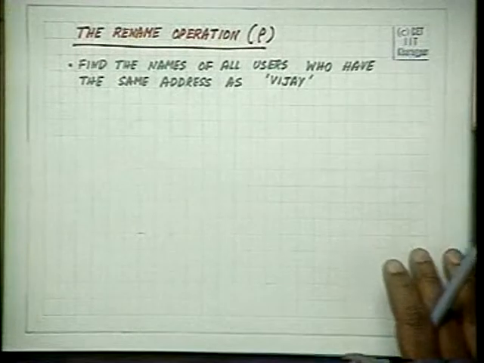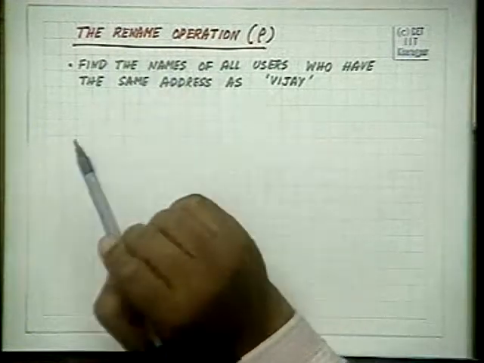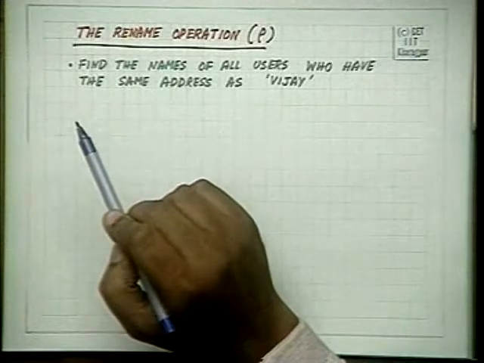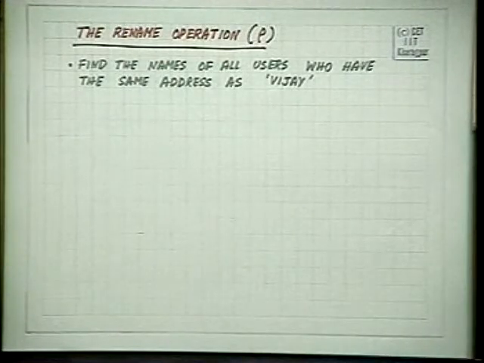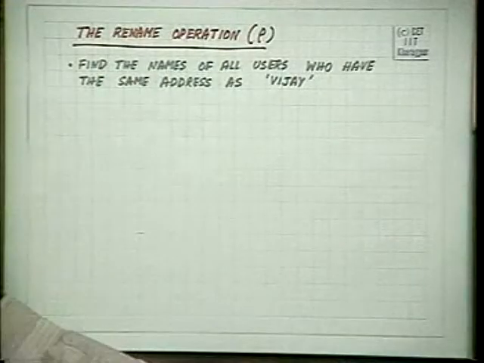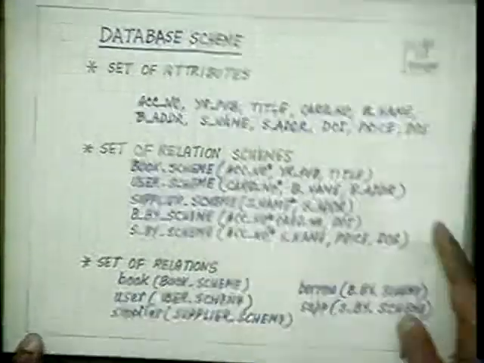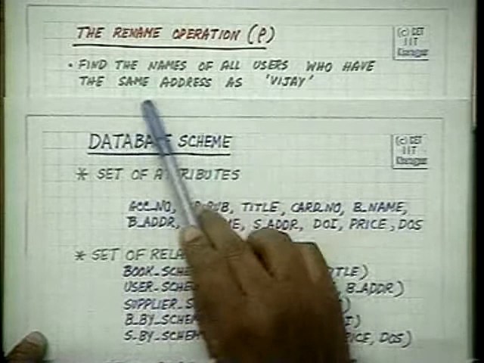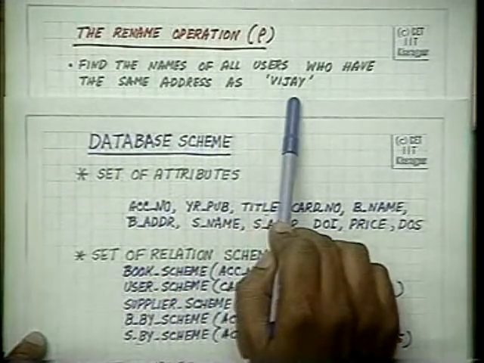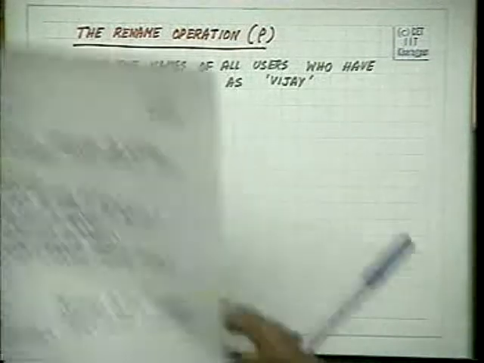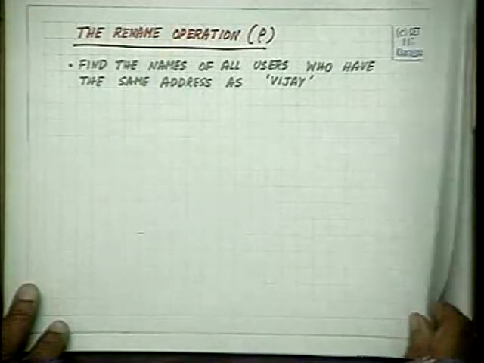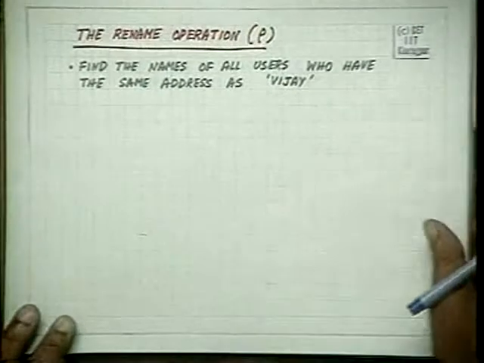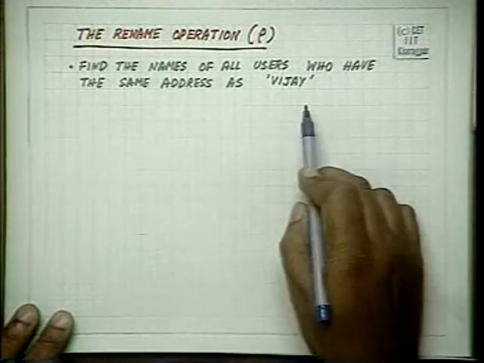The next operation we come to is the rename operation. This is an interesting operation in its own way. Let us see what we have done with this rename operation. The question is, find the names of all users who have the same address as Vijay. So let us see the difficulty which we face while trying to solve this problem.